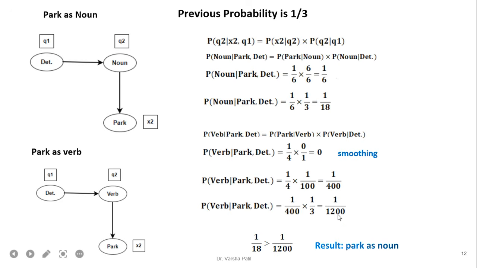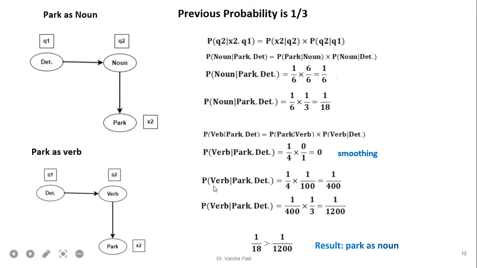So we get the total answer, and after that we are again multiplying by the previous probability, that is 1 by 3. So here the answers are 1 by 18 and 1 by 1200. Now 1 by 18 is greater. So 1 by 18 is related to noun. So here we resolve park as a noun.